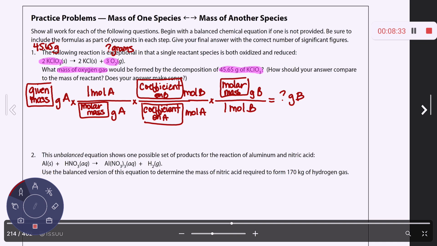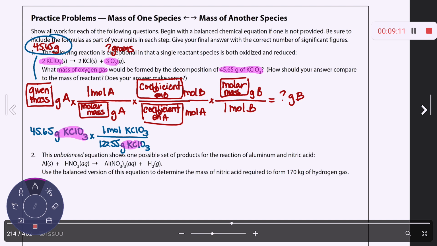Okay? Now, here, I'm given 45.65 grams. So we're going to start with that. And then my chemical formula is KClO3. That's my A. Then we will divide by the molar mass of A, which is the molar mass of KClO3. I've already added that up for you. It's 122.55. Okay, so these units will now cancel, and that's how I get to moles of KClO3.